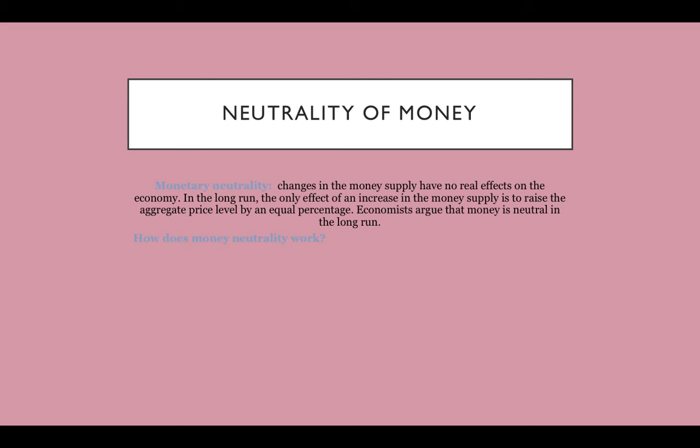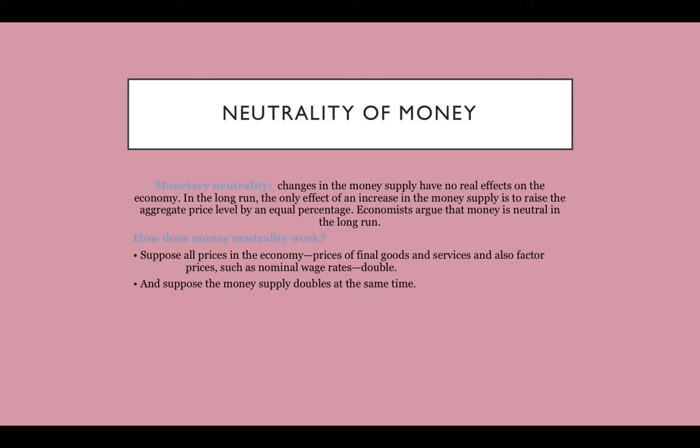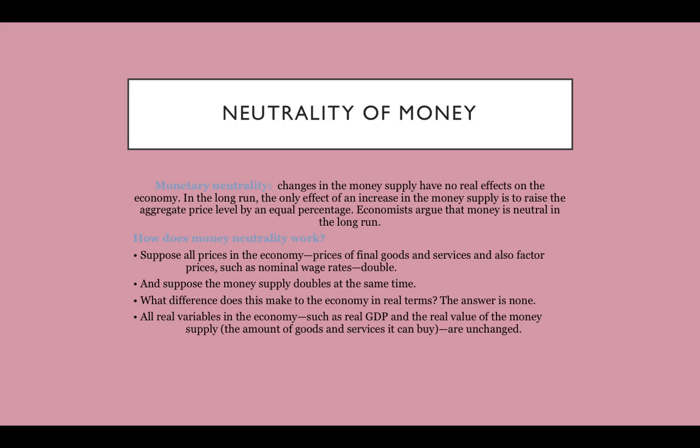So how does money neutrality work? So let's say all the prices in the economy double, right? Everything goes up by twice as much. Well, here's what happens. If the money supply doubles at the same time, what we're going to see is that nothing changes. Okay, prices have gone up, money has gone up, and we're going to look at a graph that shows you kind of why this is the case.